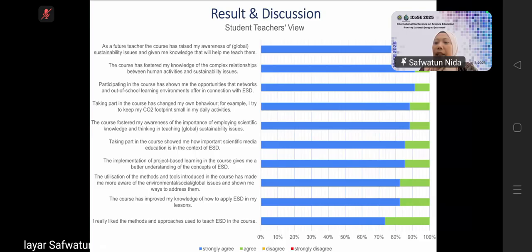And the course has fostered their knowledge of the complex relationships between human activities and sustainability issues. And the third one is participating in the course has shown them the opportunities that network and out of school learning environments offer in connection with education for sustainable development.